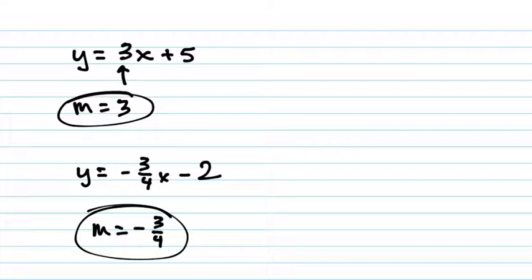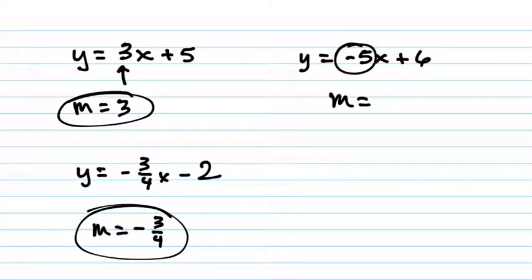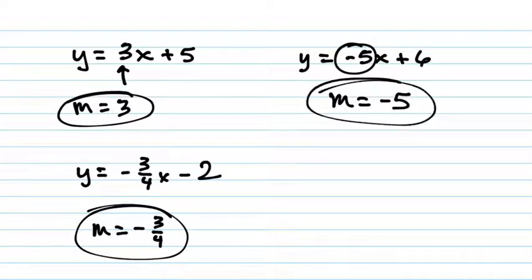What do you do with the minus 2? You don't care. All we're asked to do here is find the gradient, so it's irrelevant for what we're doing right now. y equals negative 5x plus 6. Is it solved for y? Yes. So what's my gradient? Minus 5. Done. It's just a matter of reading it.